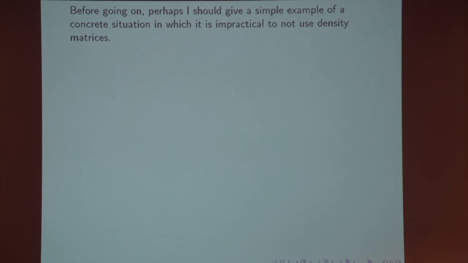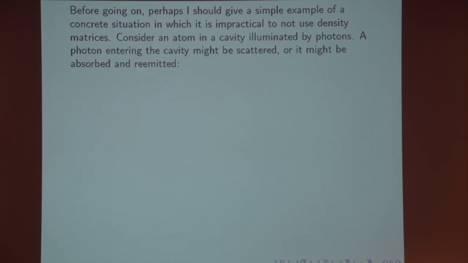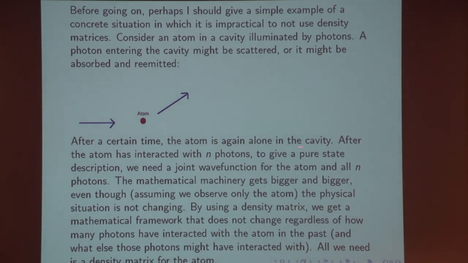Now, maybe before I go on, I should just remind you why it's impractical to not use density matrices. So consider an atom that's illuminated by photons. And you're observing the atom. The photons pass through the cavity. They're either scattered or not scattered. You don't observe the photons afterwards. You keep observing the atoms. So after a certain time, the atom will be alone. For example, it might emit a photon and later, it might absorb a photon and later re-emit it and go down to the ground state. But the atom always ends up alone in the cavity.